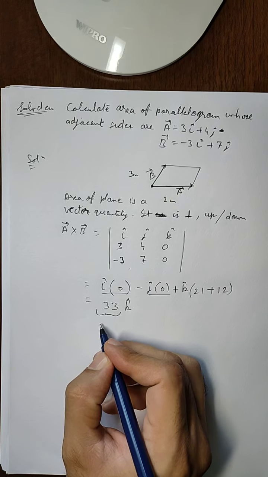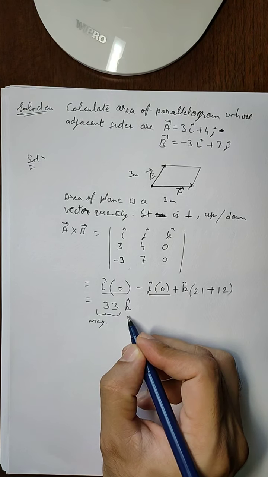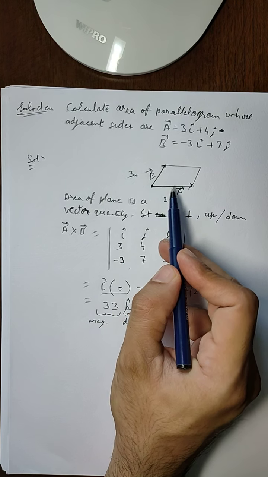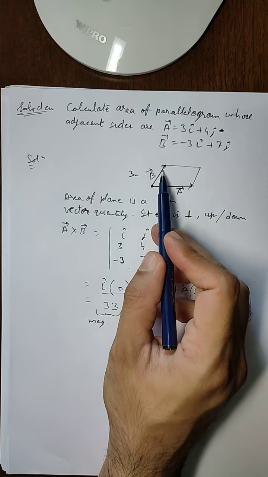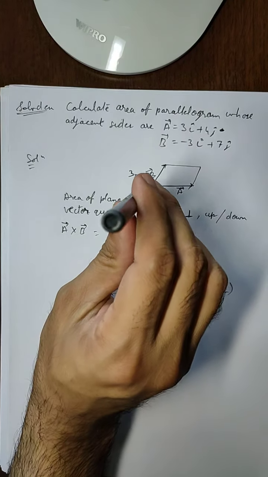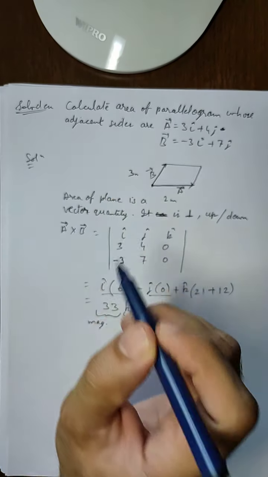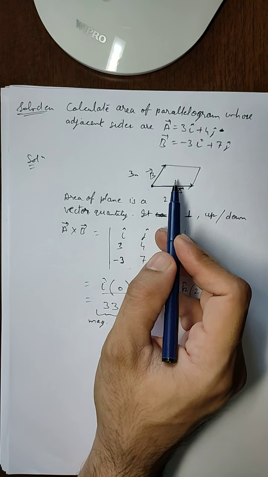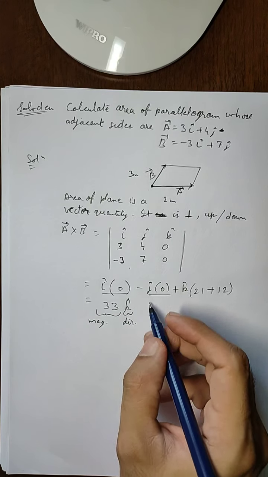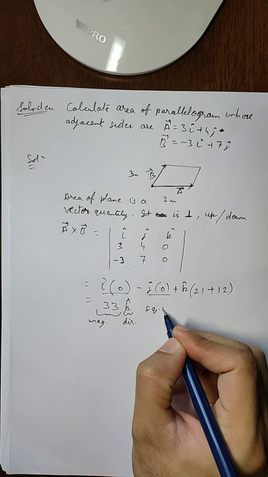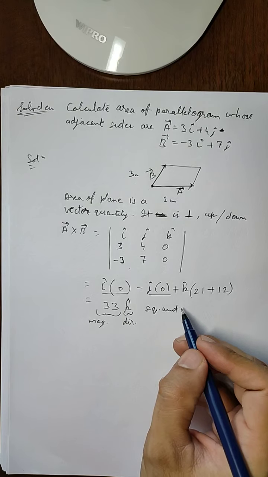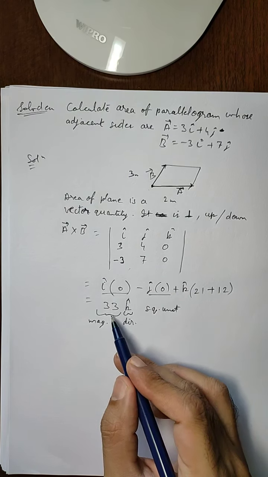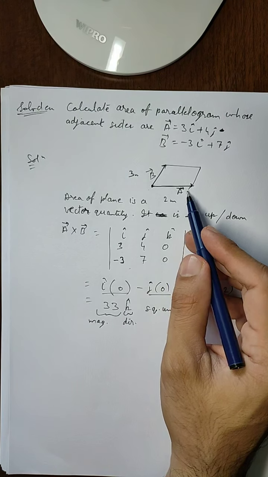So this 33 is the magnitude of area and k cap is the direction of the area. If this is the direction of the x-axis, this is the direction of the y-axis, then the z-axis will be like this, perpendicularly upward. So this is 33 k cap and we can say that the direction of the plane is perpendicularly upward. So 33 k square unit, whatever it is, centimeter square, meter square, kilometer square. So 33 square unit is the magnitude and k cap is the direction of the area.